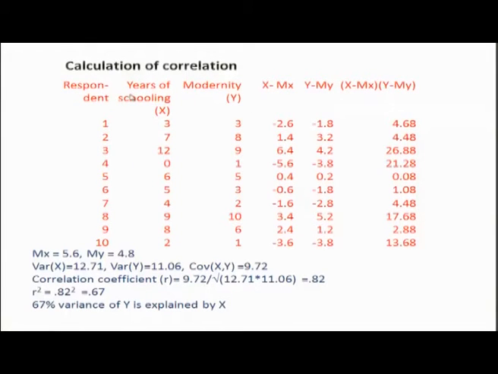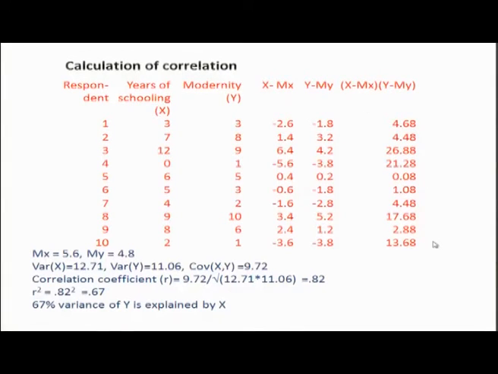Calculation of correlation coefficient. This is your data matrix, these are respondents, these are values of x, these are values of y. You calculate mean of x, mean of y by adding all these observations and dividing them by 10. Then variance of x, variance of y. These variances are 12.75 and 11.06. Covariance between the two is 9.72, which is obtained by multiplying deviations of x and y from the respective means and multiplying them. These are the values.